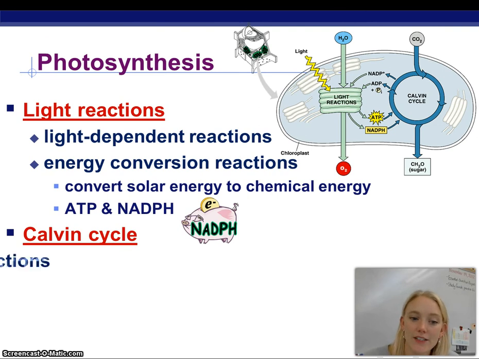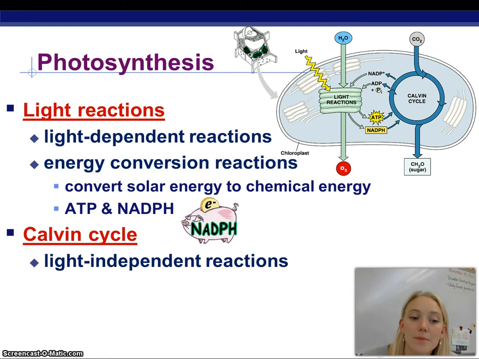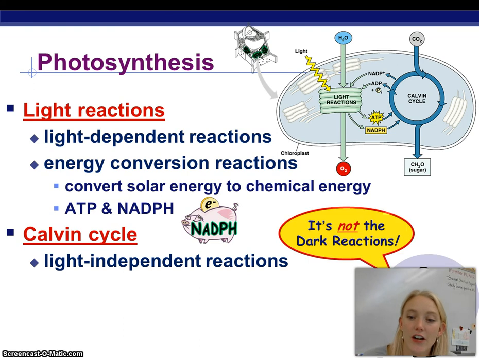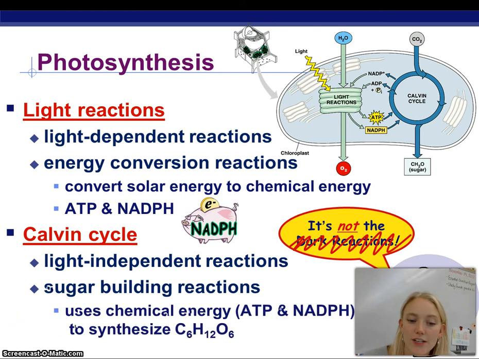The other set of reactions is called the Calvin cycle. These are independent of light. They are not called the dark reactions because it can be light out when they happen. It doesn't matter. They're the sugar-building reactions, so they use the ATP that's made in the light reactions to make the sugar in the Calvin cycle.